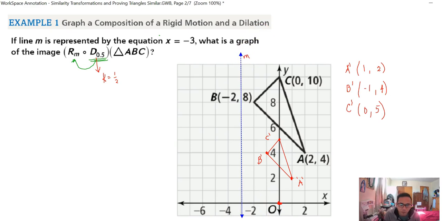And we have to reflect that. I'll use green color. So we have to reflect. A is 1, 2, 3, 4 units away from our line of reflection. So 1, 2, 3, 4.